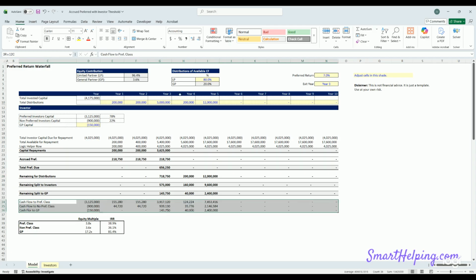I don't know if I should highlight this in a different color, maybe put it in green. I don't like that. Maybe that's a decent color. This is the important box here. This is where you're actually seeing, maybe we bold this as well, the cash flow to the preferred class, the cash flow to the non-preferred class, and the cash flow for the GP.